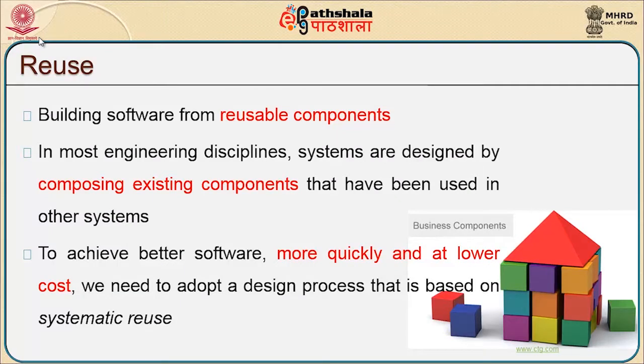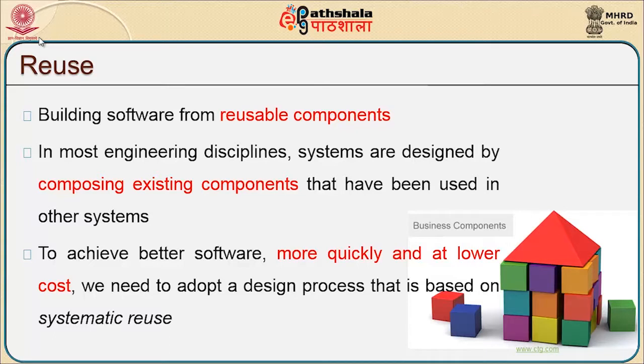For the past few lectures, we have been looking at commonality on the word reuse. First, let us try to understand what this reuse means. Building the components from reusable components. So, whatever has been built already, if we tend to use it again, we call it reuse. In most engineering disciplines, systems are designed by composing existing components that have been used in other systems.